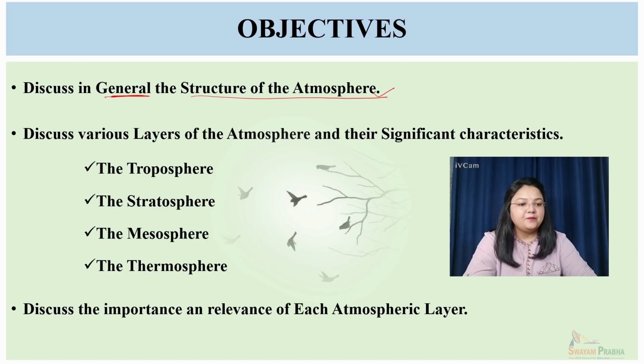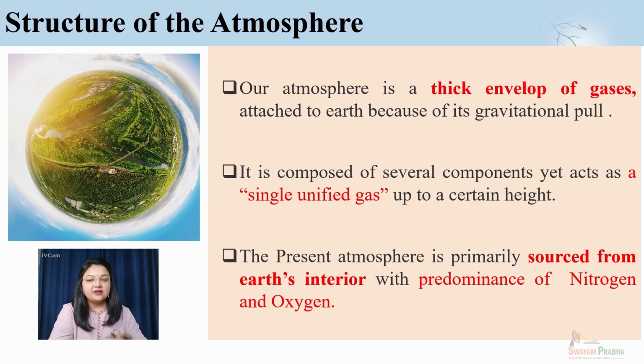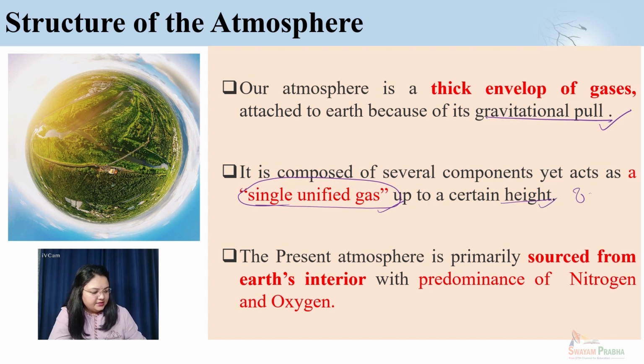of the atmosphere. So starting with the structure of atmosphere, as we have already discussed in the earlier slides, the structure of atmosphere is very unique to our Earth system, and it is a thick envelope of gases which surrounds the Earth from all sides, and it is attached to Earth because of its gravitational pull. The structure also becomes significant in that it is so unique that it acts as a single unified gas. Although it is made up of several individual components, the structure of atmosphere acts as a single unified gas up to a certain height, that is nearly about 80 kilometers above the surface of Earth.